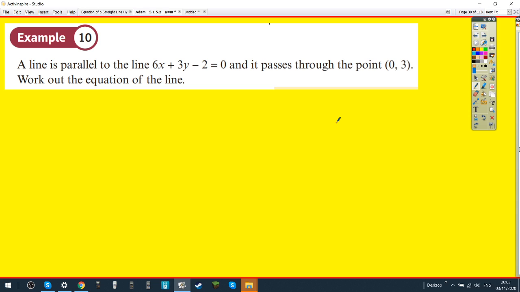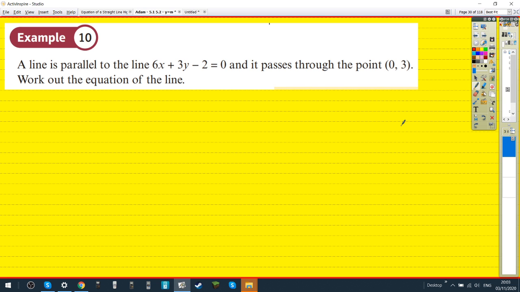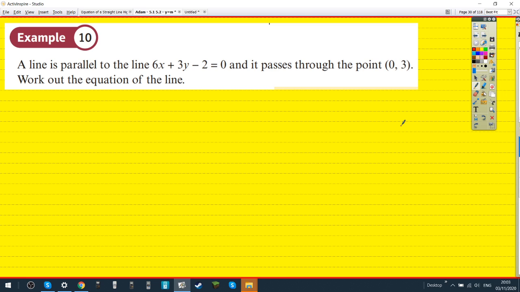So do we want x and y on both sides? So on the right, I would make y the subject. Okay. So it'd be 6x minus 2 equals minus 3y. Yeah. And then we divide both sides by minus 3.